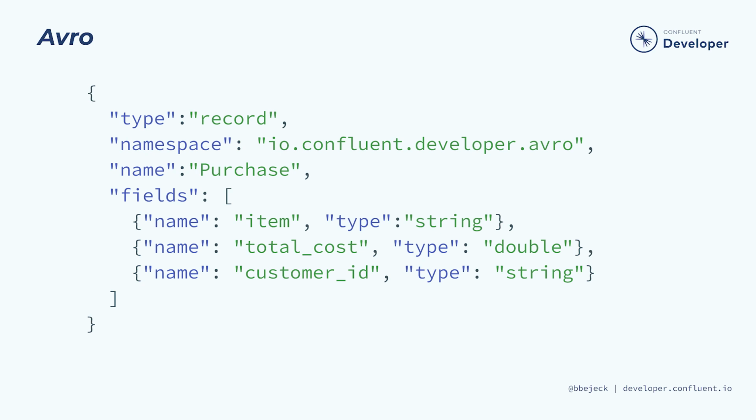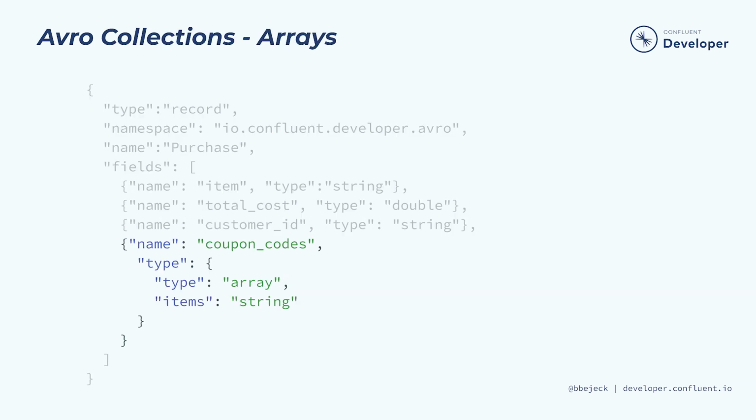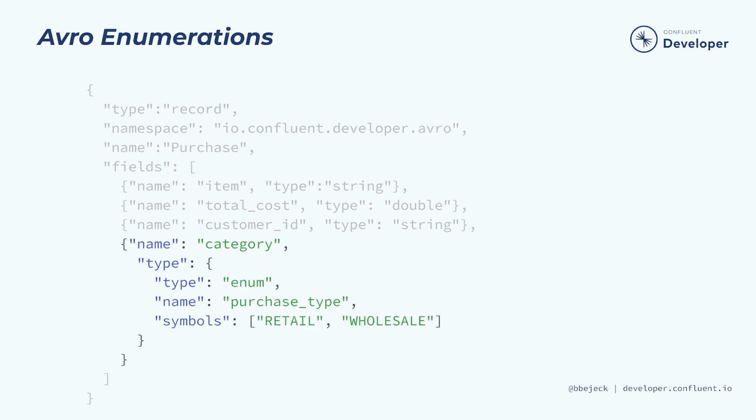Avro also supports more complex types. Let's look into these a bit more, starting with collection types. We'll explore the array type first. Notice here that you nest another JSON object when declaring the array. The coupon codes field could be a complex type instead of the string shown here. In Avro, maps are also defined using a nested type. The keys of a map in Avro are assumed to be strings, but you're free to use complex types for the values of a map. Avro supports enumeration types as well.